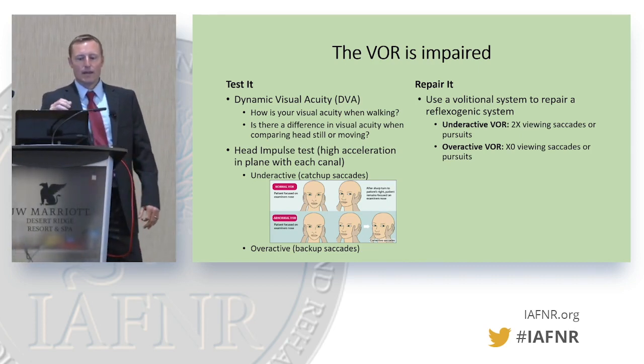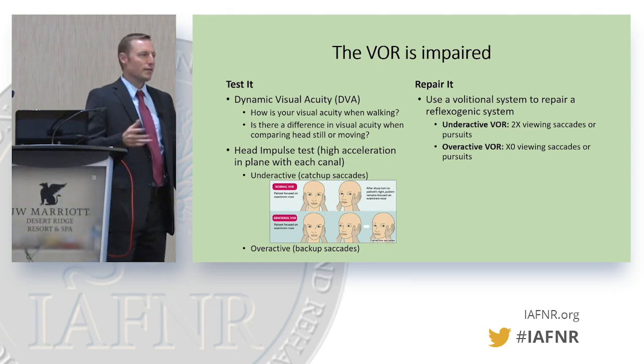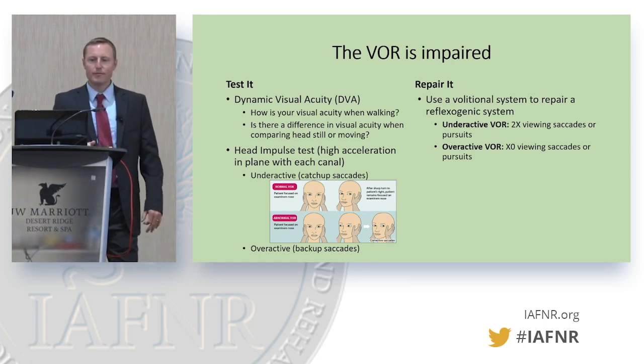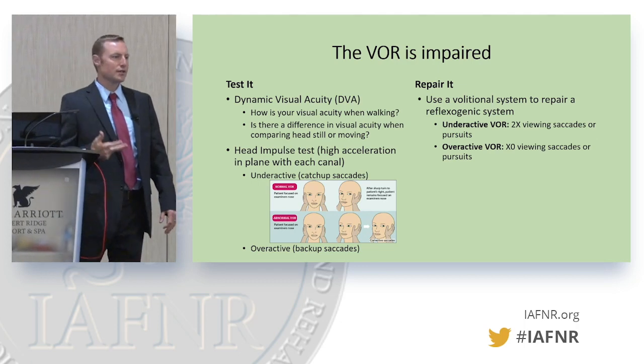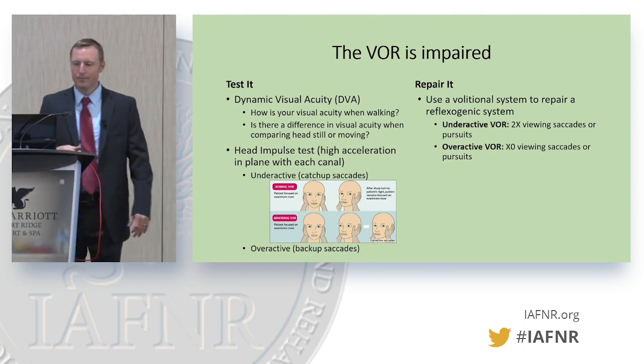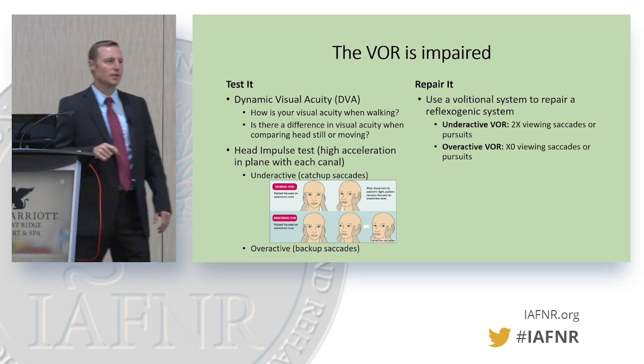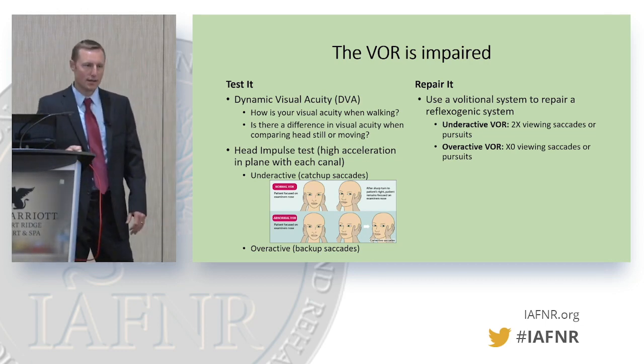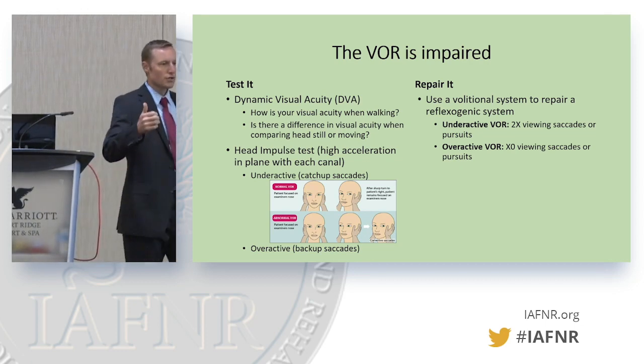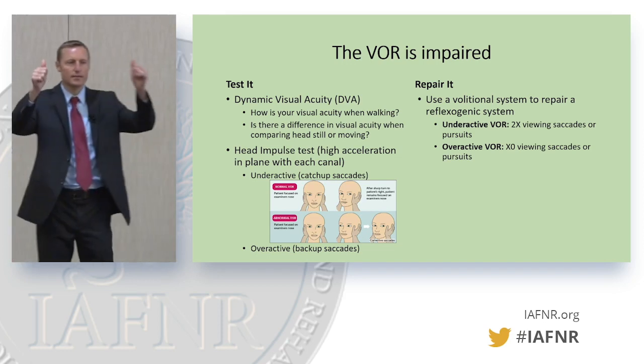So the VOR is a reflex. If the reflex of the VOR is impaired, we could use a volitional eye strategy to help improve it. So with an underactive VOR, a strategy that works really well is a 2 times viewing saccade. So 2 times viewing is this.